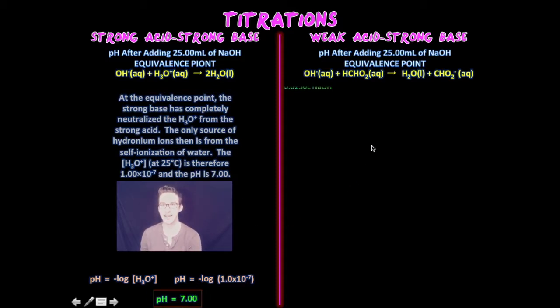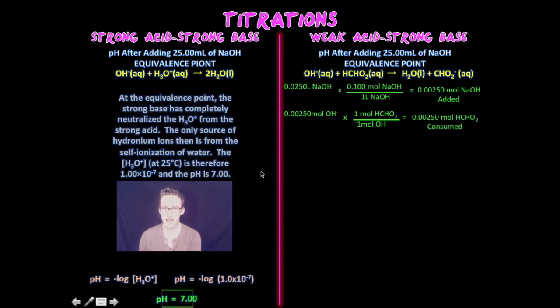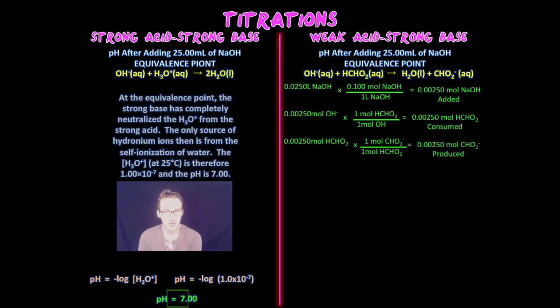Now, let's take a look at the weak acid and strong base titration. We've added 25 milliliters of sodium hydroxide, which is equivalent to 0.0025 moles of sodium hydroxide that we added. Because of the one-to-one relationship that it has with the formic acid molecule, it's also the amount of the formic acid that was consumed. So we've now used up, or reacted, all of the formic acid molecules. However, it's important to recognize that we've also produced 0.00250 moles of our formate ion, or the conjugate base.